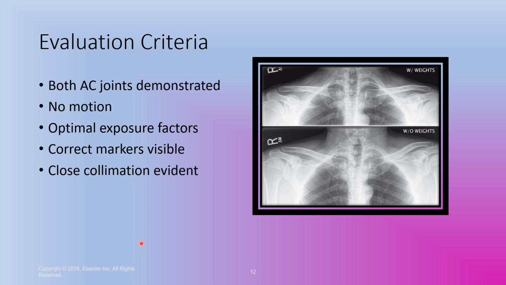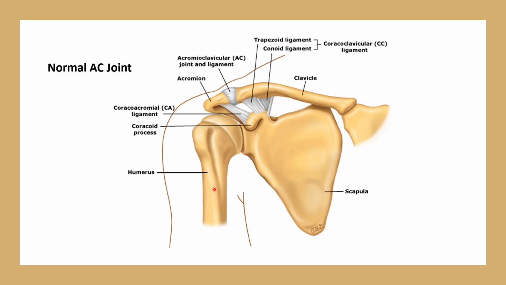Now, I'm not sure about you, but I've heard the term AC joint separation, AC joint tear, but not knowing what that looked like, I actually pulled this next picture and put it in here just to demonstrate that ideally this is a normal AC joint. You can see the acromioclavicular joint and the ligament. You can see the coracoacromial ligament, the trapezoid ligament, the conoid ligament. You can see that that's how these typically are.